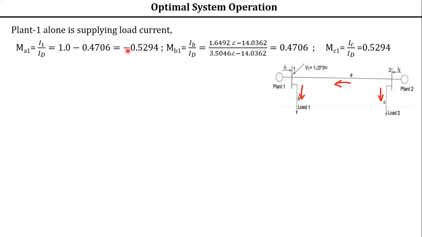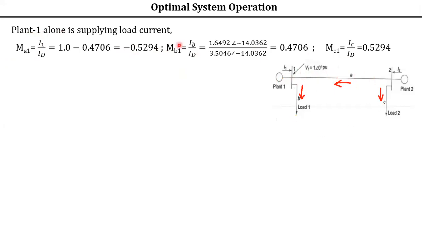And I am representing it with a minus. Why? Because my assumed direction is in opposition. So that's why I'm representing it with a minus sign. Understood? So actually plant 1 alone is operating. What is the current direction? It will be in this direction, isn't it? But if you see my assumed direction, it is opposite. So that's why I've taken a negative sign here. In the previous problem also I explained the same thing. Clear? Now you got MA1, MB1, MC1 when plant 1 alone is operating.